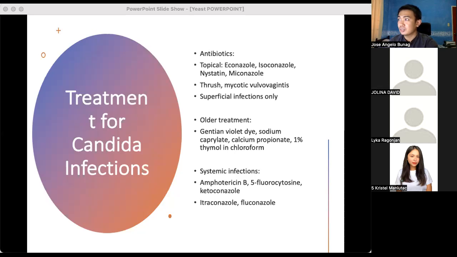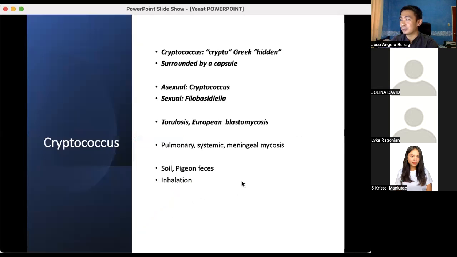For systemic infection, we have your amphotericin B and your 5-fluorocytosine and your ketoconazole. And you can also use your itraconazole and also your fluconazole. So this is just added information with regards to your needs. Pero yung mga treatment, clinical condition, focus po natin yun sa lecture. We need to focus on the laboratory identification.